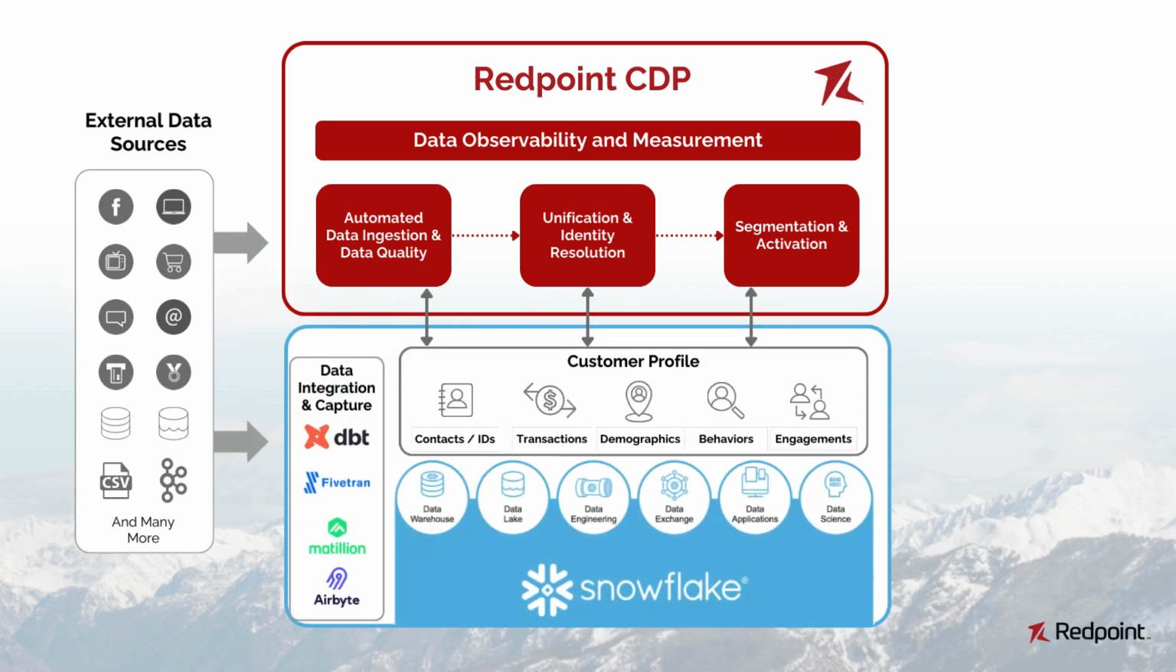into Snowflake. And that's a really key thing to consider here. How the Redpoint CDP works is you can bring data directly into the CDP through our automated data ingestion and data quality, or it can be brought in with existing technology you're using, such as dbt, Fivetran we have down here. So it's already sitting in Snowflake, and then the Redpoint CDP can work directly with that.